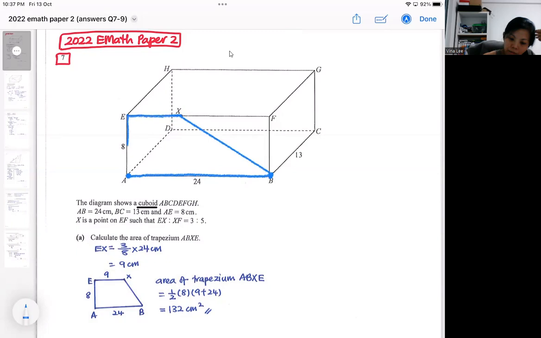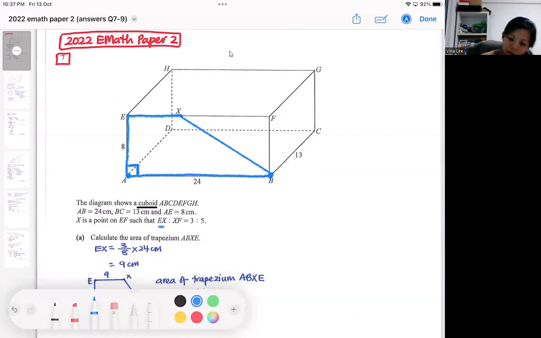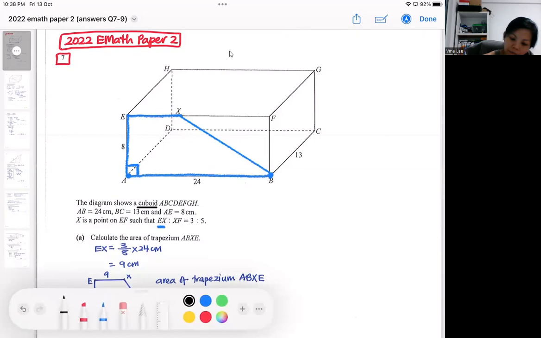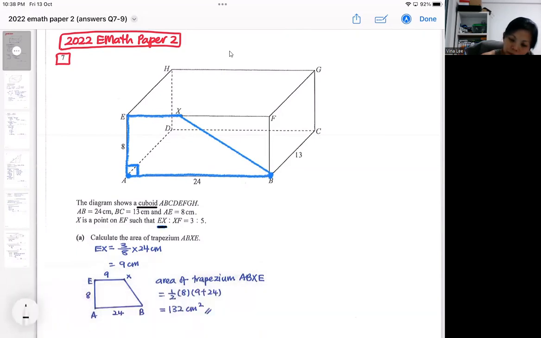E. So is there a 90 degree? Yes, there is a 90 degree. So this trapezium is like the front part of a tissue paper box. And they gave you some ratio regarding the position of X. EX and XF. So this is like 3 units, and then this is like 5 units. So you can try the idea that the 8 units is equivalent to 24.